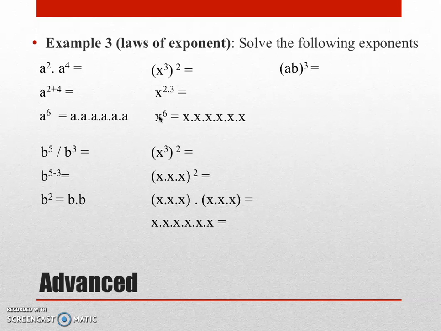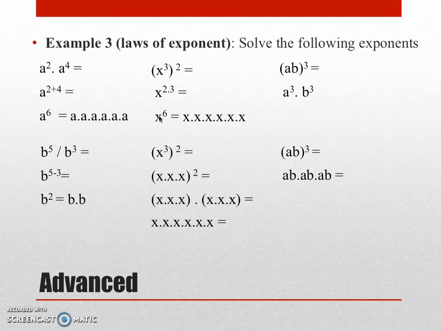Here we have (ab) to the power of 3. So this follows another rule called the rule of distribution. So this is the same as a to the power of 3 times b to the power of 3. And to prove that again, let's just multiply ab by itself 3 times, because that's what it means. So ab times ab times ab.